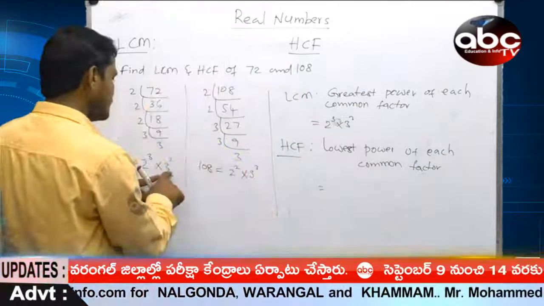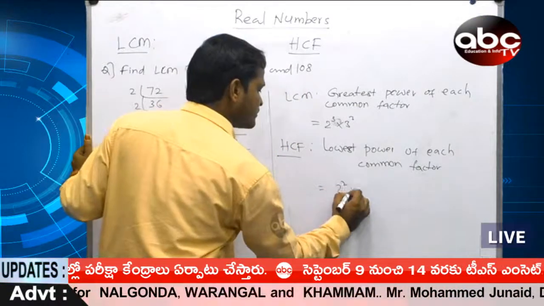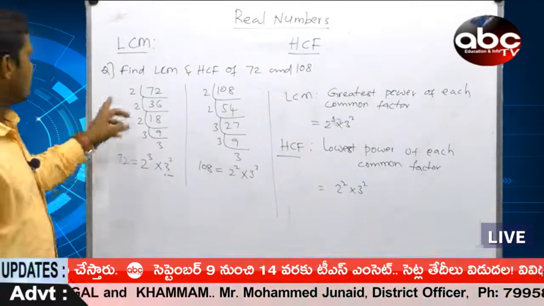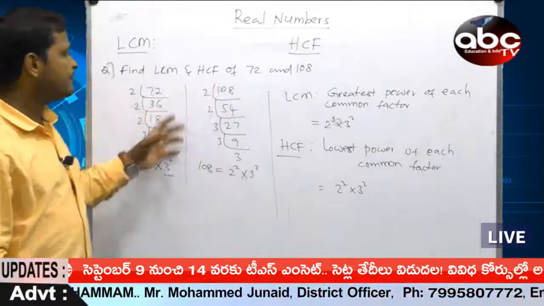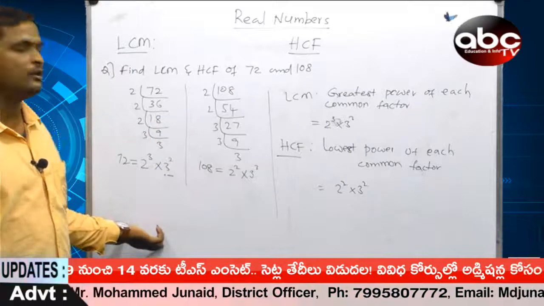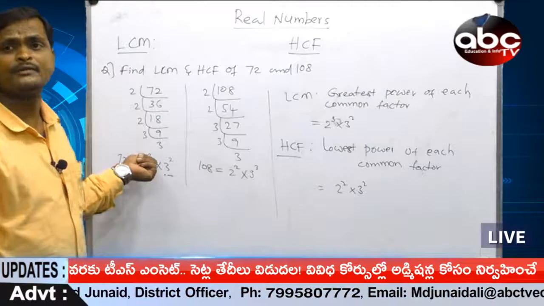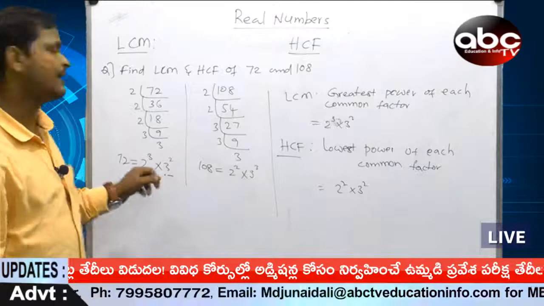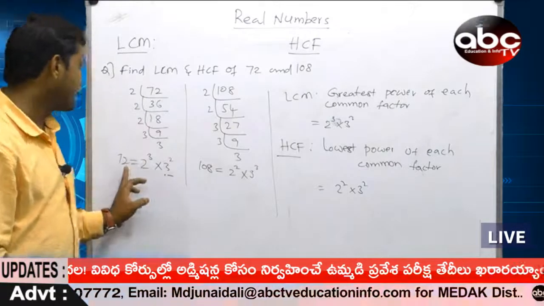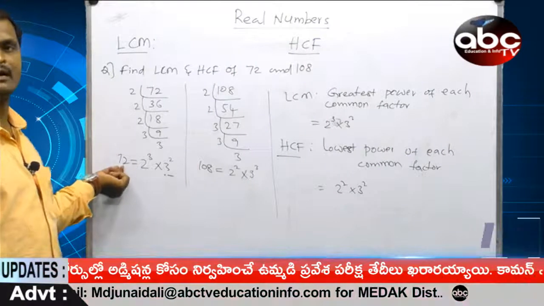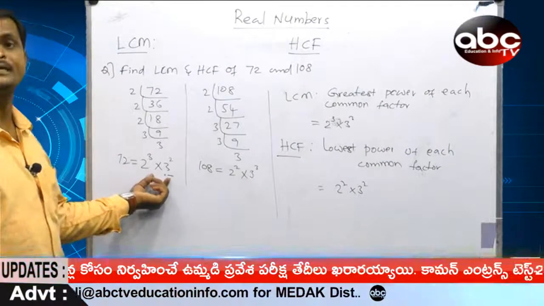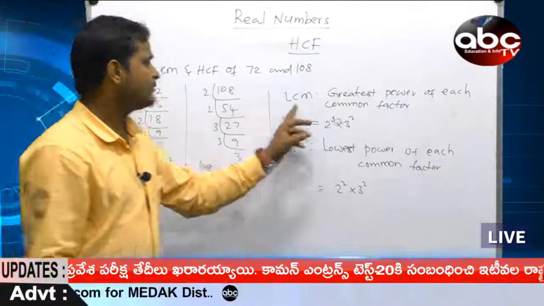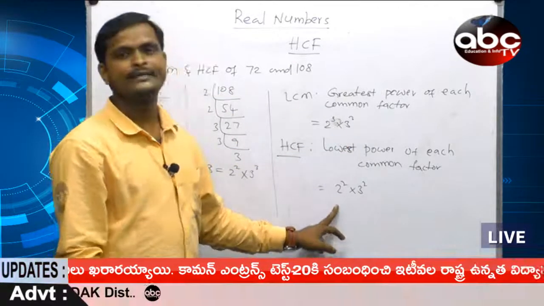HCF 3 square into 2 square, 2 square into 3 square. Is it clear, students? How to find LCM and HCF? By using the prime factorization method. Already you know, you can take the order of the factors 2, 3, 5, 7 like this. Then 72 is a composite, so you can write it in terms of prime factors. Similarly 108. Then how to find LCM and how to find HCF.